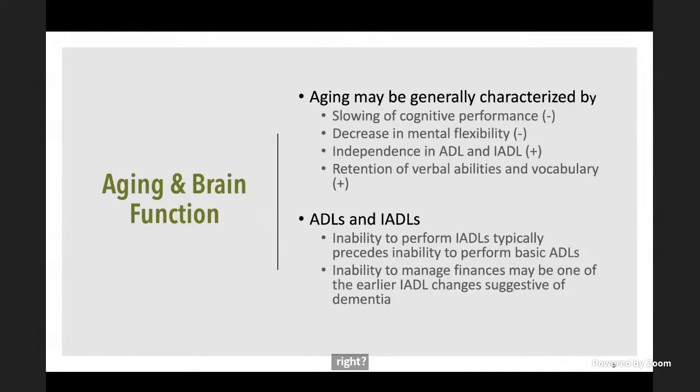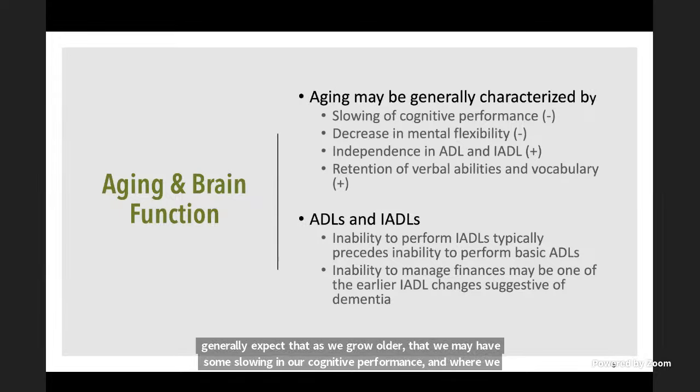So we can generally expect that as we grow older, we may have some slowing in our cognitive performance, and where we mostly see that is with speed of recall. So you have more of those tip-of-the-tongue moments where you can't quite come up with a name or a song, or you had a thought and then it kind of goes away and you're frustrated by that.